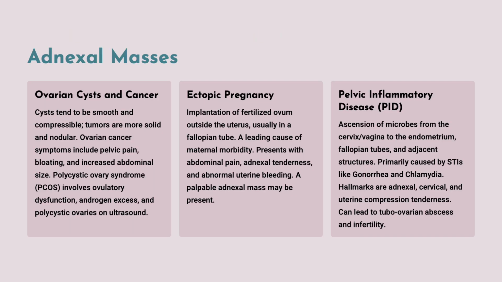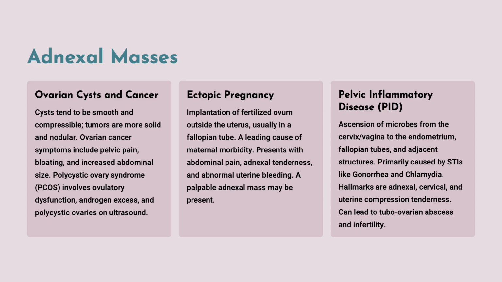And lastly, the adnexae. What are the adnexae again? It includes the fallopian tubes as well as the ovaries. The ovaries tend to be smooth and compressible. In contrast, tumors are more solid and nodular in texture. So ovarian cancer may have the following symptoms: pelvic pain, bloating, as well as increased abdominal size.